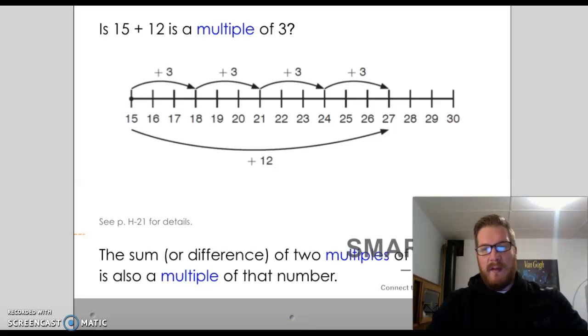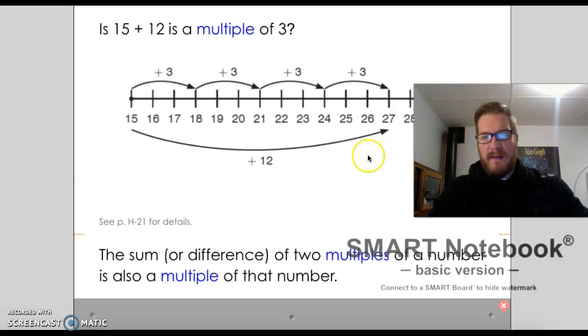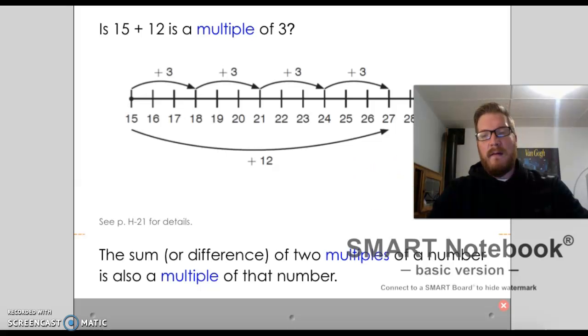Okay, so here's the rule. I'll just move my face over for a little bit. It's kind of hidden behind the watermark, but the sum or difference of two multiples of a number is also going to be a multiple of that number.